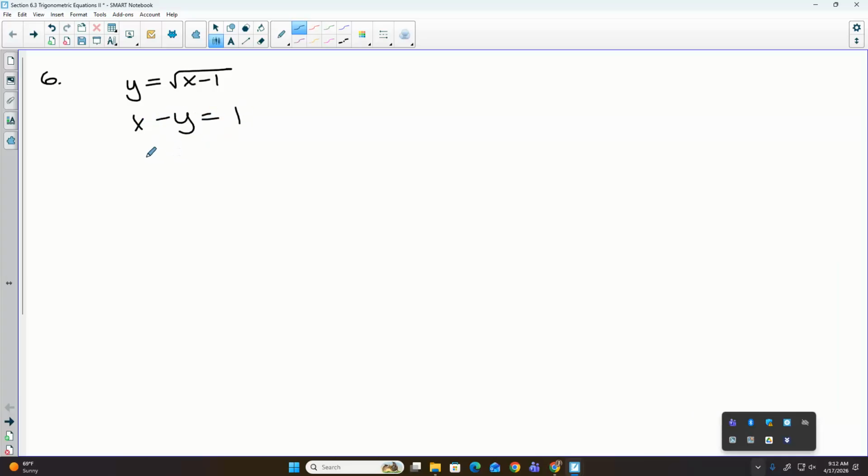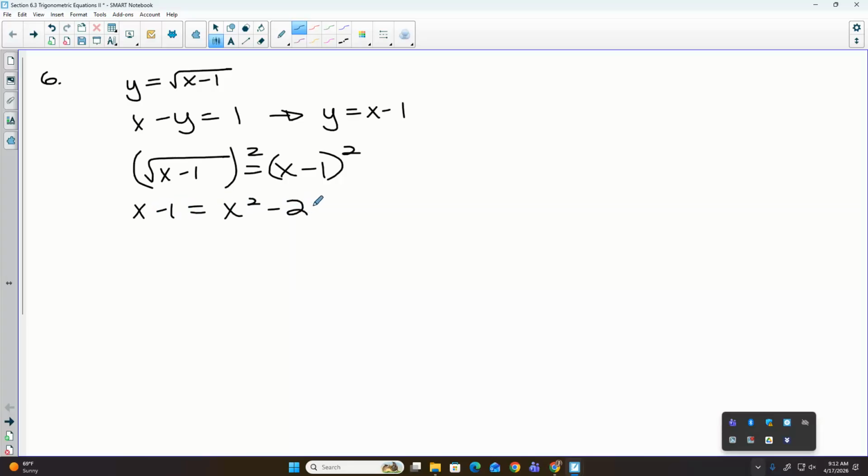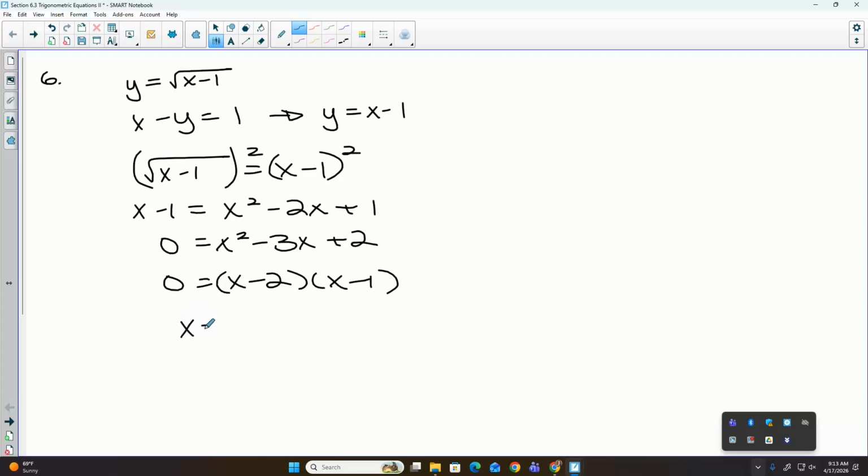So if you solve for the y, that means y is x minus 1. Okay, so to figure out where they meet, square root of x minus 1 equals x minus 1. So square both sides. X minus 1 equals x squared minus 2x plus 1. Set it equal to 0. That factors into x minus 2, x minus 1. So our intersection points are at 1 and 2.